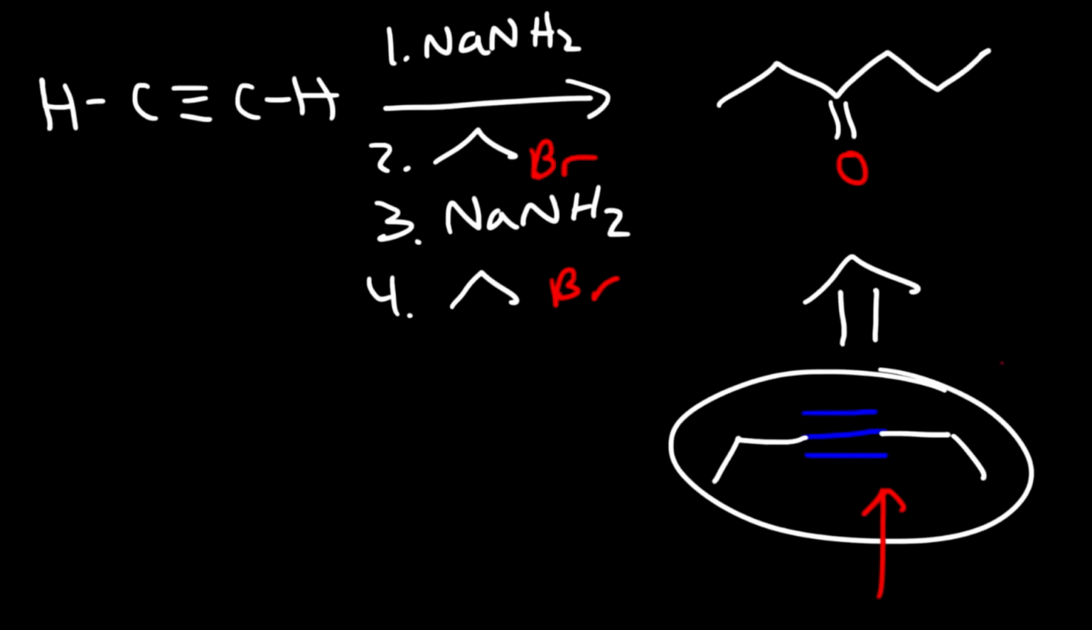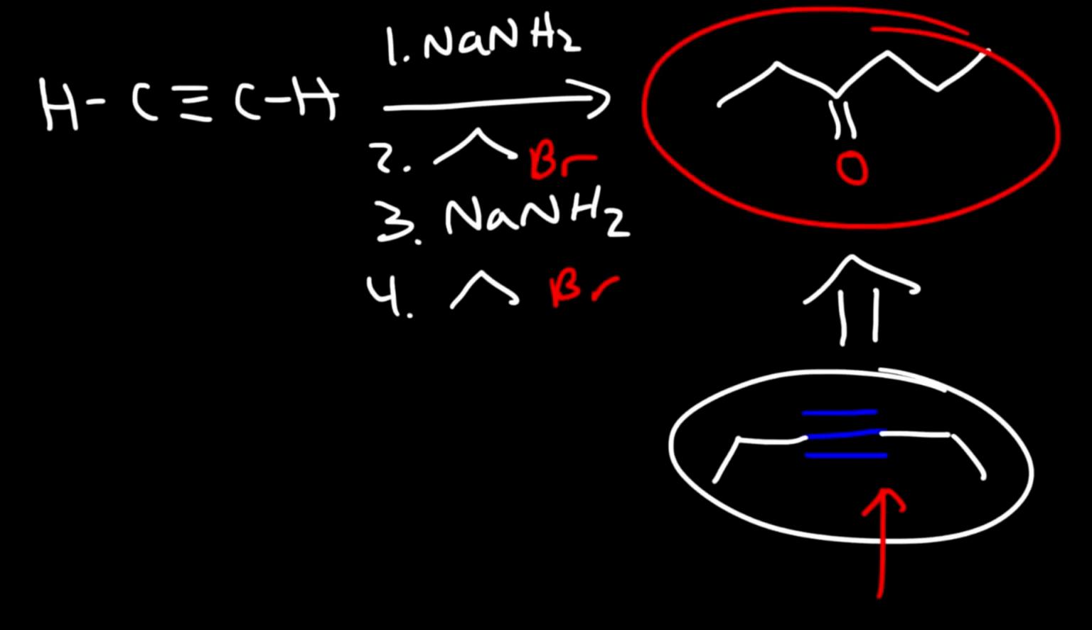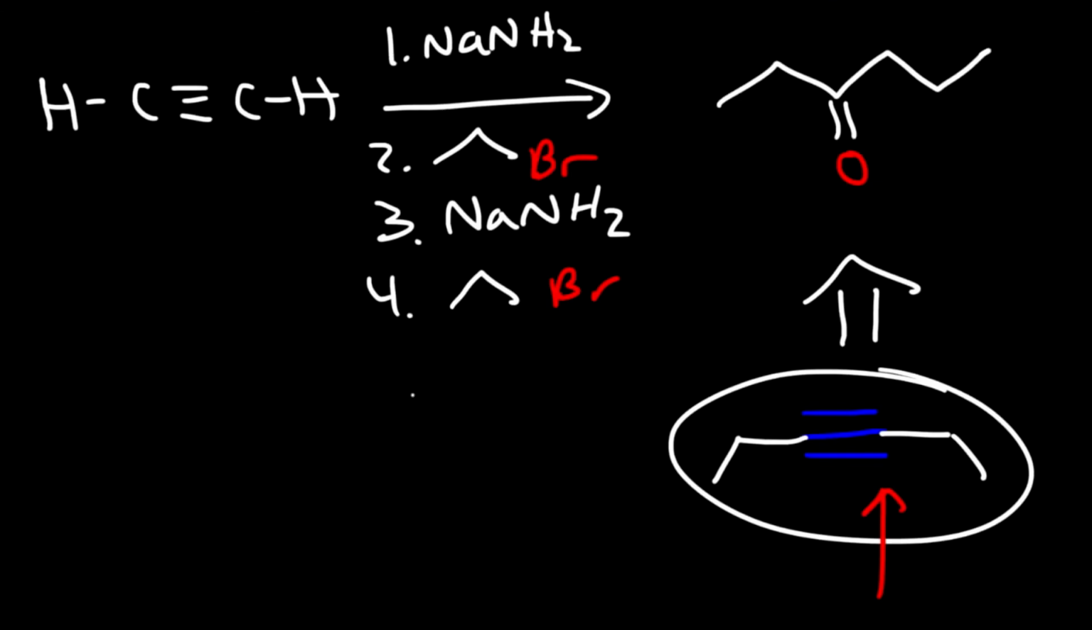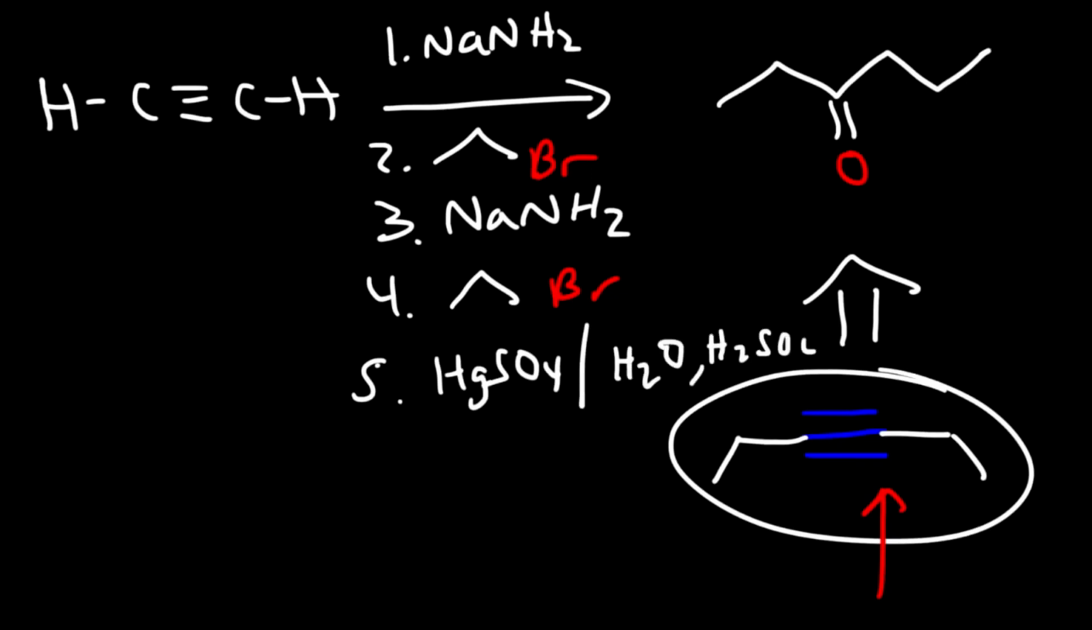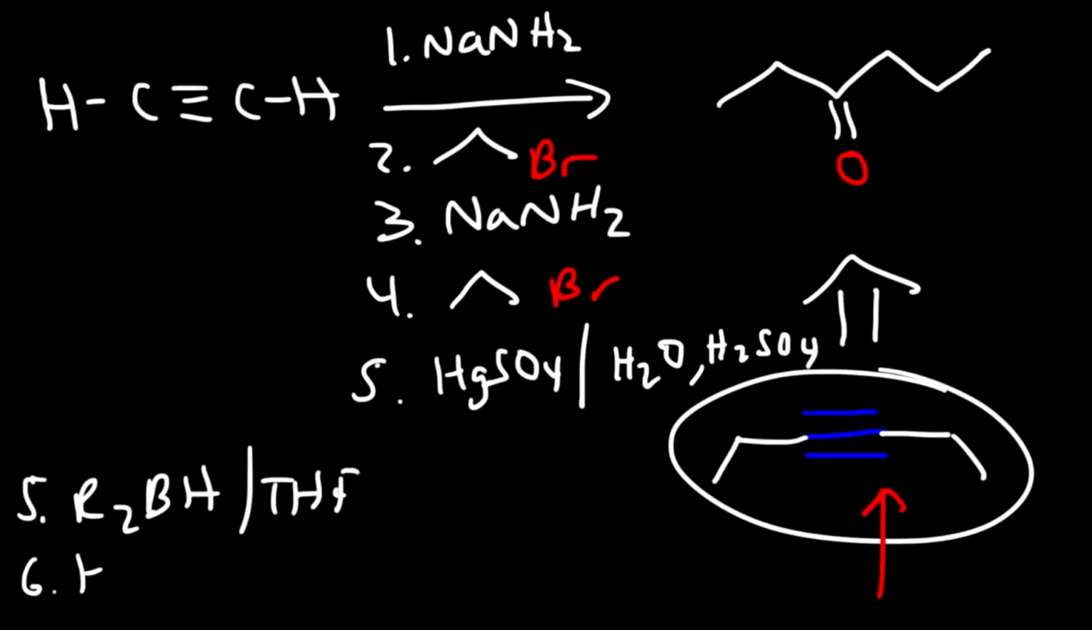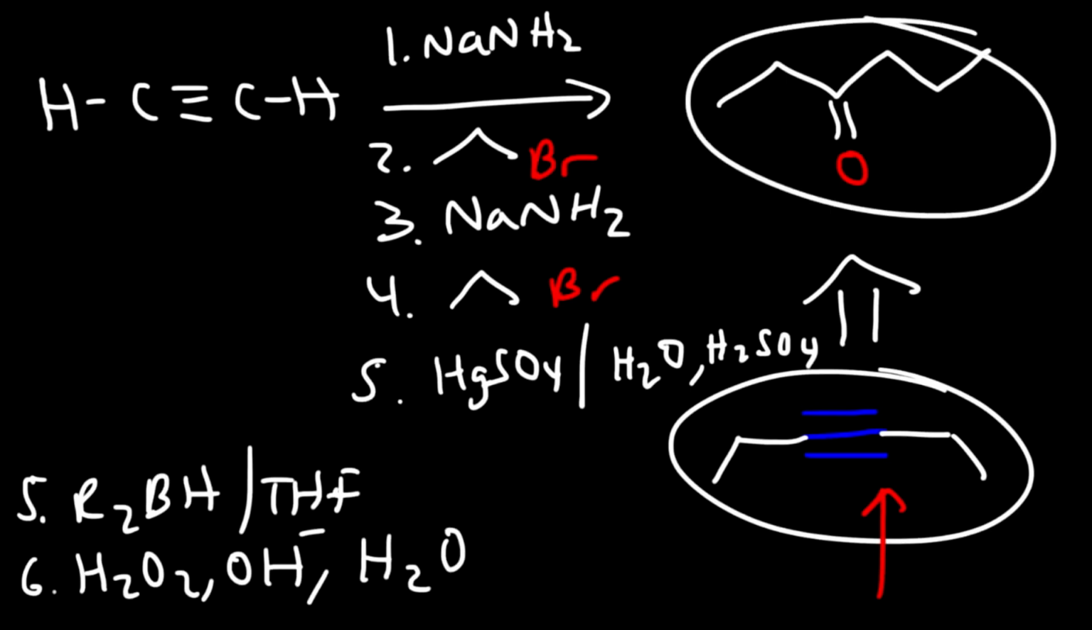Now, from this point, how can we make the ketone? There's 2 ways we can do this. We can use mercury sulfate with water and sulfuric acid, or we can use the hydroboration oxidation reaction. We can use R2BH in THF, so this would be step 5, and then step 6 would be hydrogen peroxide with hydroxide in water. So that's how we can make this particular ketone.